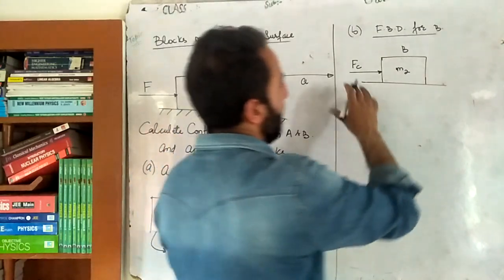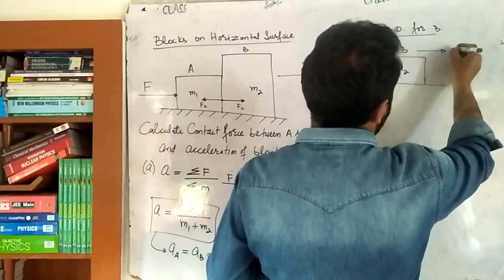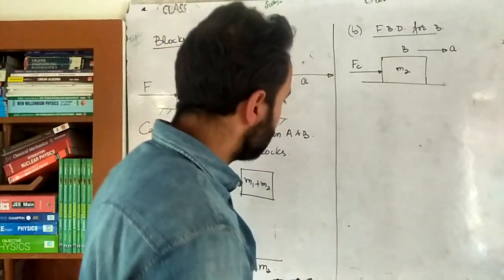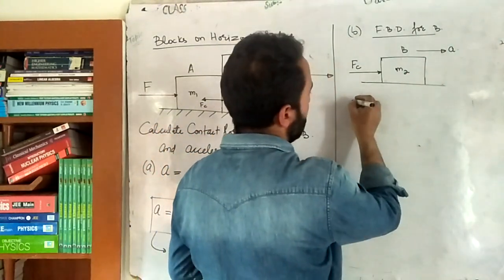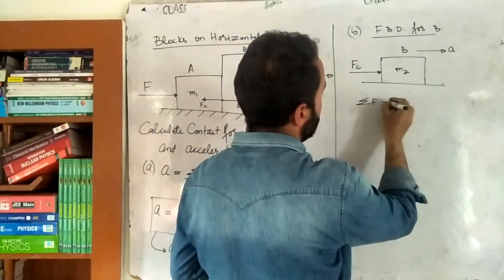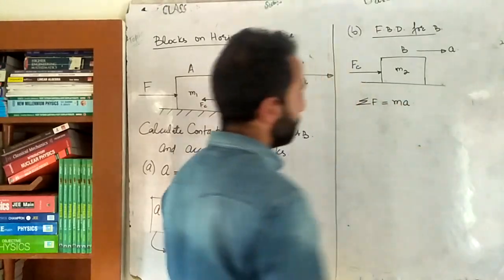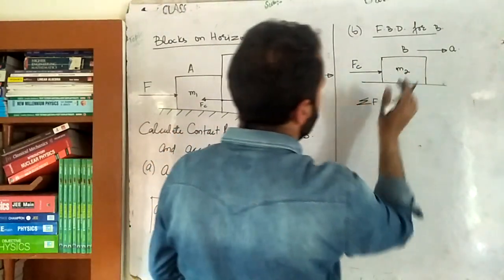Okay, and this block accelerates in the forward direction with the acceleration of A. So simply I will use here Newton's second law of motion. And what's Newton's second law of motion? That's like this: summation of all the forces is equal to mass into acceleration. Now how many forces are there on this block in this direction?